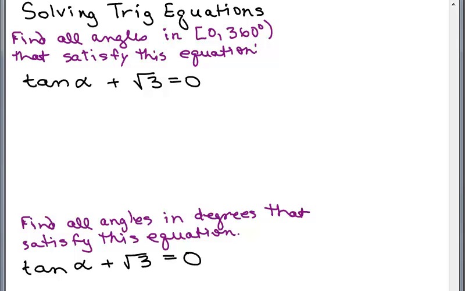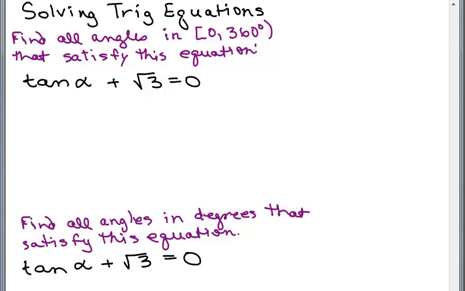We're going to solve this trig equation: tangent of alpha plus square root of 3 equals 0. The first problem will find the solutions in the interval 0 to 360 degrees. And the second problem will be to find all angles in degrees that satisfy that equation.